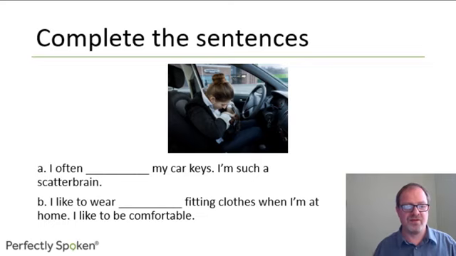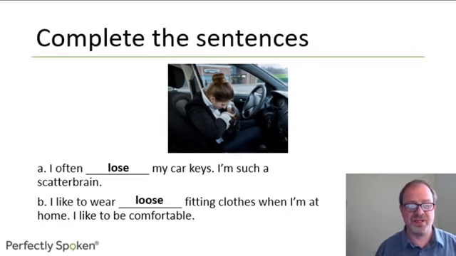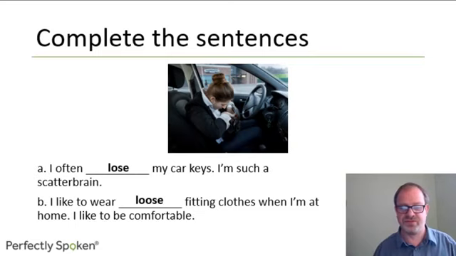Okay. So the first one is lose. Obviously, I often lose my car keys. I can't find them. I'm such a scatterbrain. And B, I like to wear loose fitting clothes when at home. I like to be comfortable. Loose.